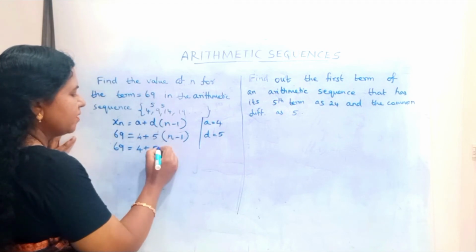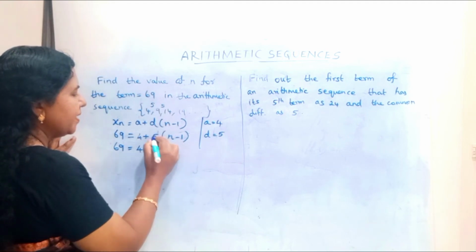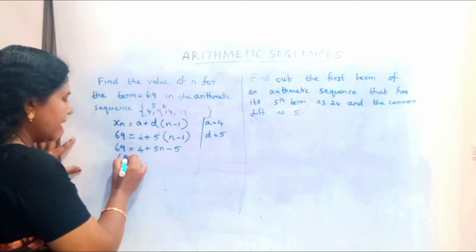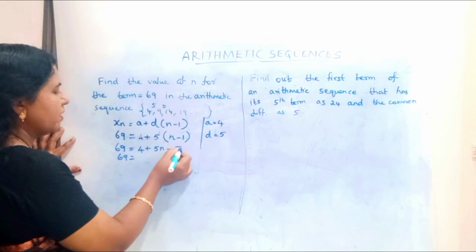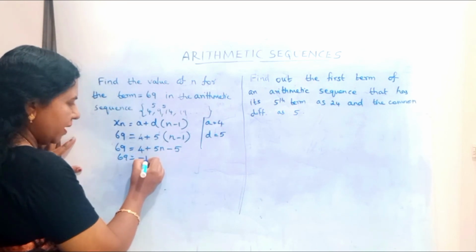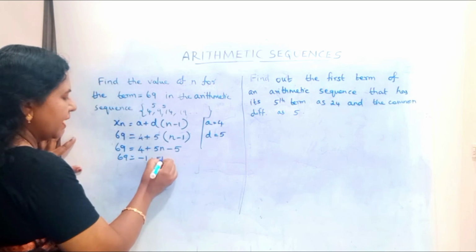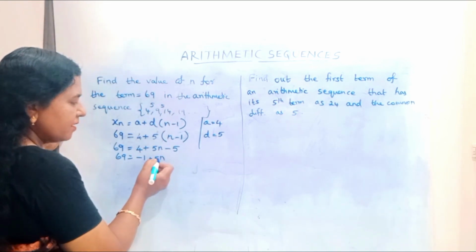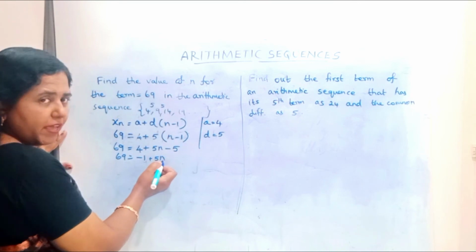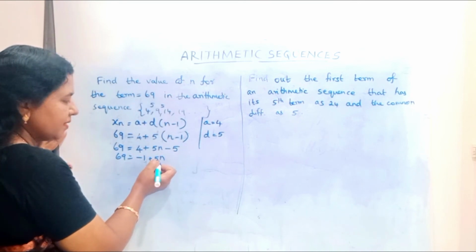We can expand. So it becomes 5n minus 5. 5 into minus 1, minus 5. So now 69 is equal to, so here we are having constants 4 minus 5, so it is minus 1, then plus 5n. Here we are having the variable which is to be found out. That is, we have to find out the value of n, so that we can have it separately.